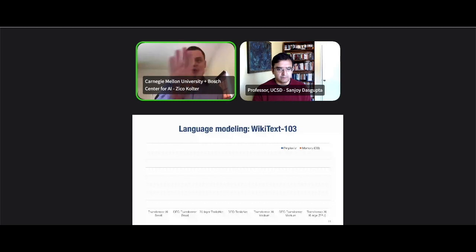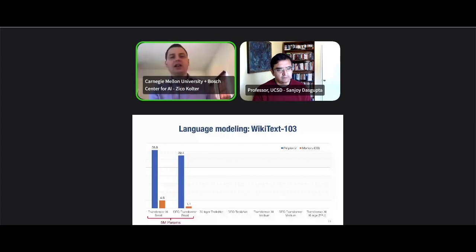So I'm going to show these things both in terms of perplexity and in terms of memory, and we'll see how this looks. In particular, I'm going to show a bunch of different sized models for different numbers of parameters. So for a small model, the Transformer-XL uses 4.8 gigabytes of memory. That's for some batch size, but we standardize the batch size and things like this.